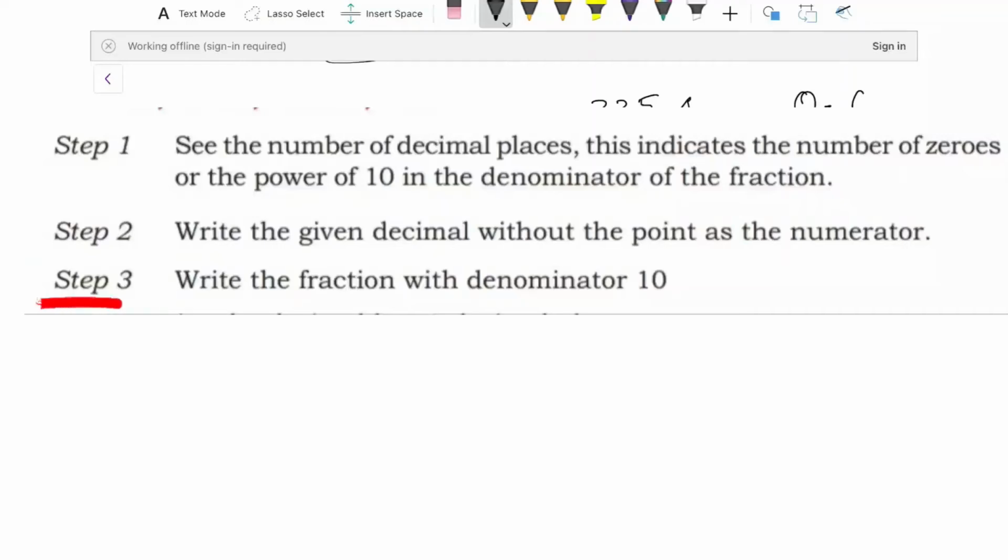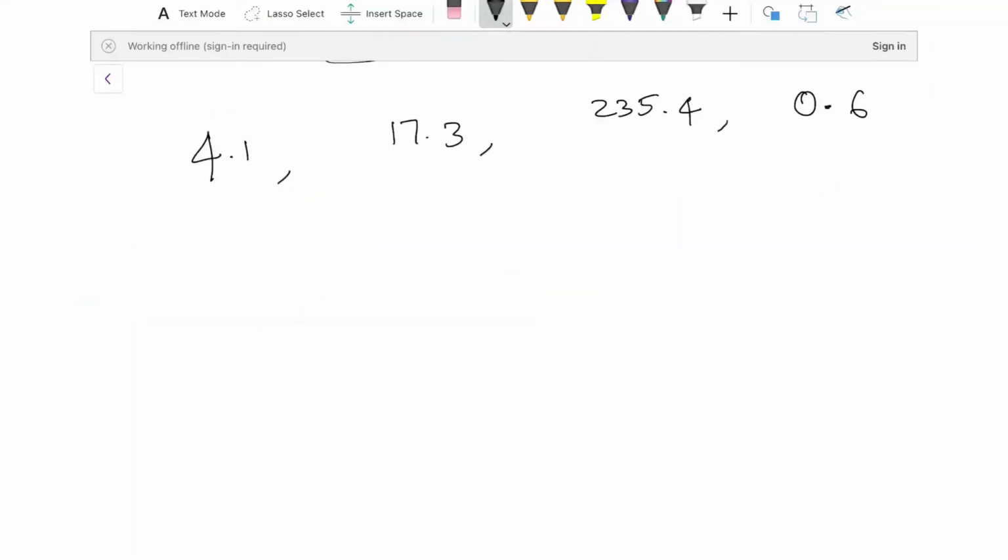Step 3 is to write the fraction with denominator 10. These are your 3 steps. Let's work these 3 steps for this example. Okay, so 4.1. Step 1 is to see the number of decimal places. How many decimal places are here? We have only 1. That means we will have 1 zero, or 10, in the denominator.